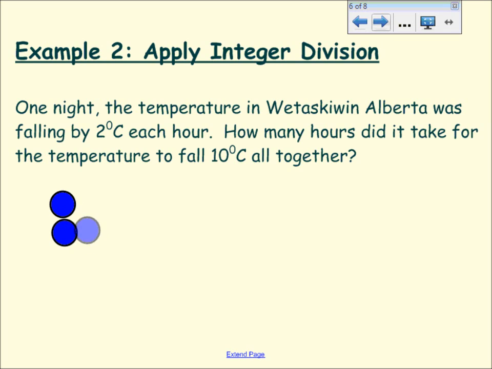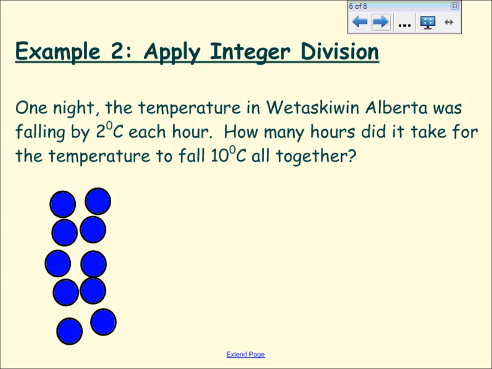So if we have 1, 2, 3, 4, we have 10. So one night the temperature in Wetaskiwin, Alberta was falling by 2 degrees each hour. How many hours did it take for the temperature to fall 10 degrees altogether? So we need to find 10 degrees altogether at negative 2 each hour.